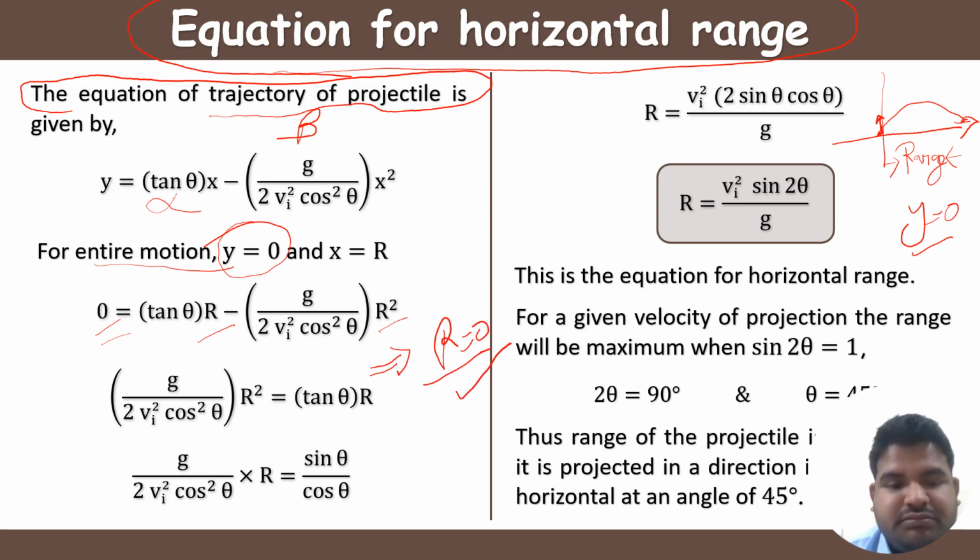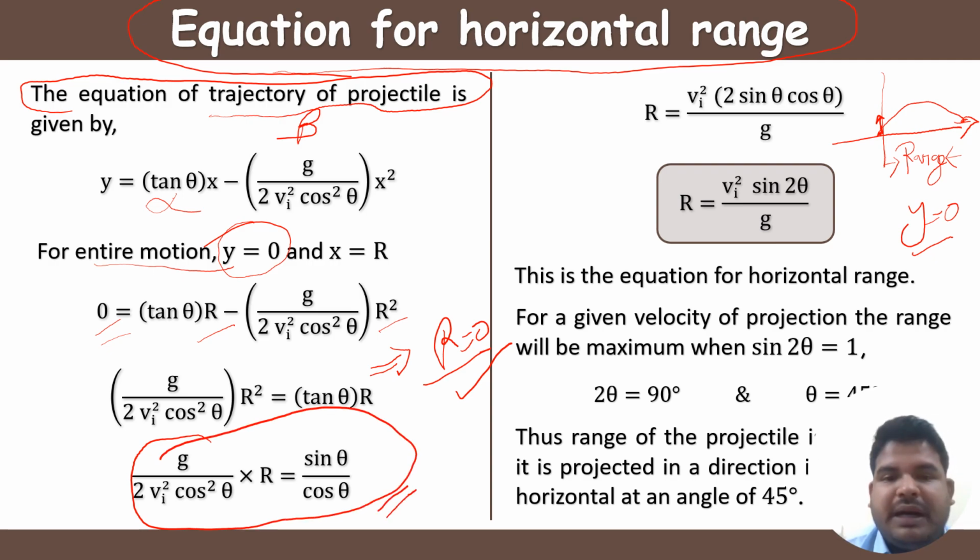This is the one, and the next one, this is the next part. R is equal to v i square 2 sin theta cos theta divided upon g. This is the next value of range. The range should be here 0 and the other should be this one. As we are seeing in the picture, it has been mentioned r is equal to v square sin 2 theta upon g. This is the equation of horizontal range.